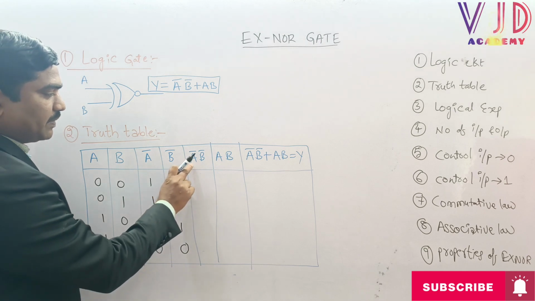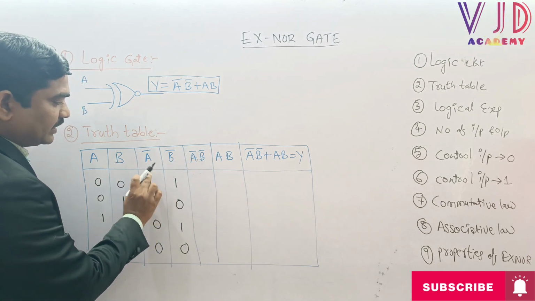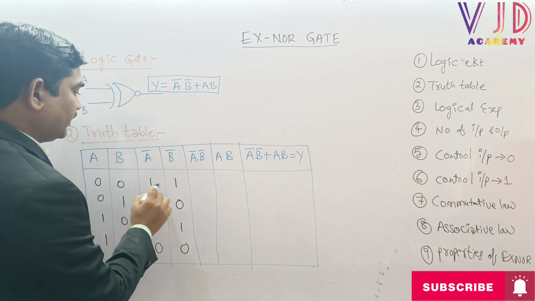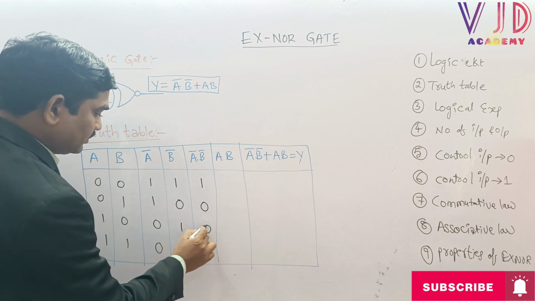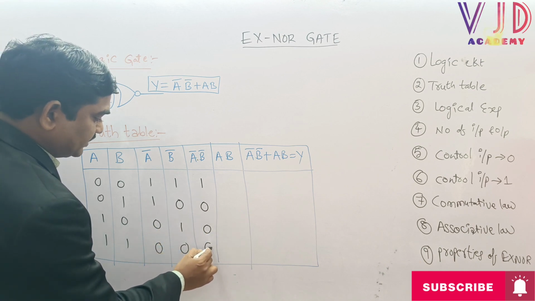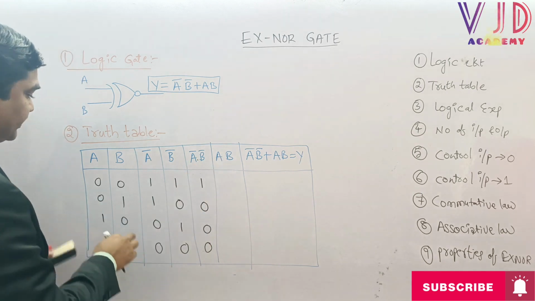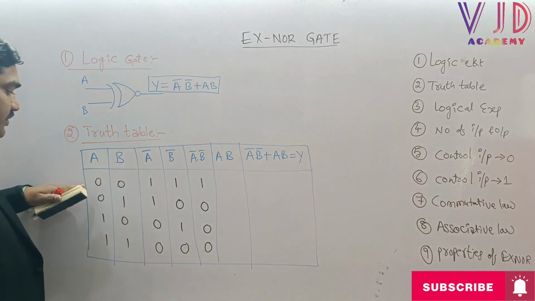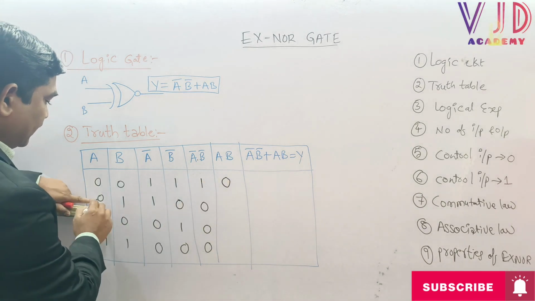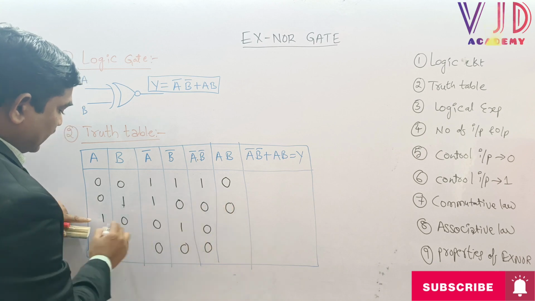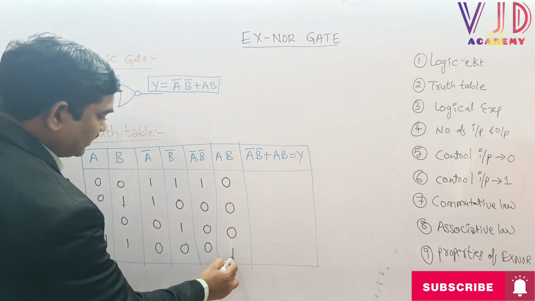And now A bar into B bar, a multiplication process, which means we need to multiply A bar into B bar. Here 1 into 1 is 1, 1 into 0 is 0, 0 into 1 is 0, and 0 into 0 is 0. And the next step is A into B, which means we just need to multiply the inputs here. A into B: first input is 0 into 0, which is 0. And now 0 into 1, which is 0. And 1 into 0 is 0. And finally 1 into 1 is 1.